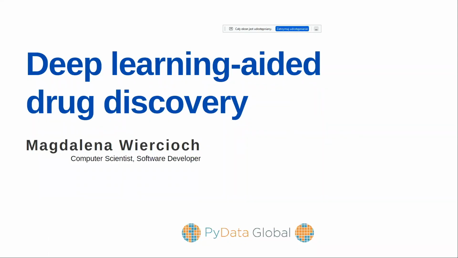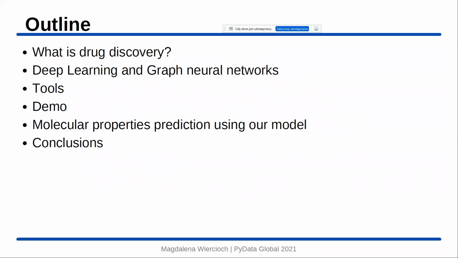Before we start, I would like to tell a few words about the plan of today's presentation. At the beginning, I would like to discuss some things connected with drug discovery. What is it? Why are we interested in it? And next, I will tell briefly about deep learning and graph neural networks. Then I will tell more about tools that are used in deep learning-aided drug discovery.